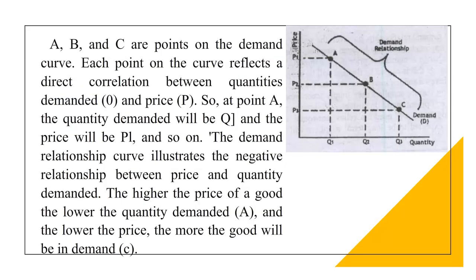A, B, and C are points on the demand curve. Each point on the curve reflects a direct correlation between quantity demanded, Q, and price, P. So, at point A, the quantity demanded will be Q1, and the price will be P1, and so on. The demand relationship curve illustrates the negative relationship between price and quantity demanded. The higher the price of a good, the lower the quantity demanded, A, and the lower the price, the more the good will be in demand, C.